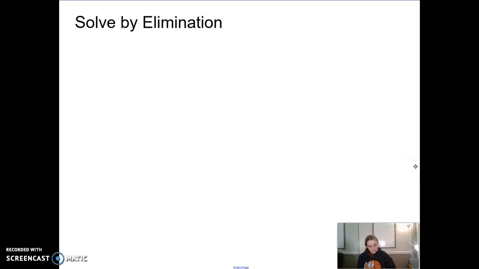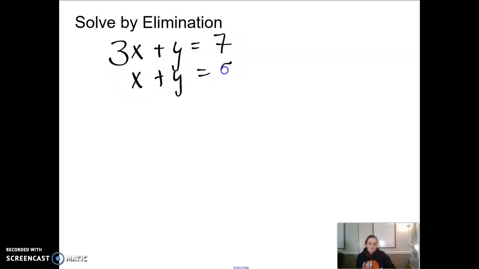Of course, sometimes it's not quite that easy. There are a couple of other possibilities. Here, I have 3x plus y equals 7, and x plus y equals 5. If I look, I see that I still have a common variable. I still have a common coefficient, 1 and 1.